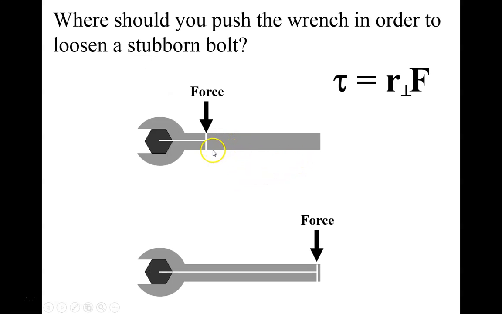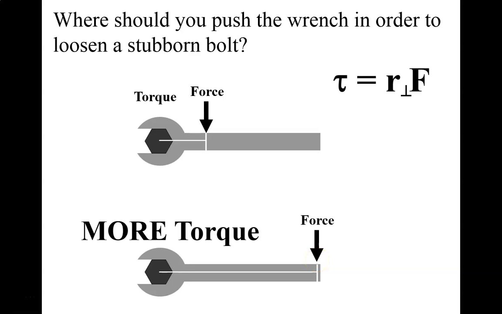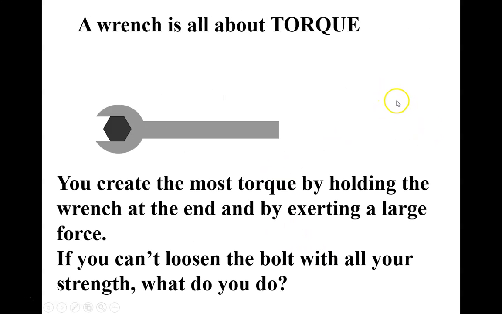So let's say you're trying to loosen a bolt, which is similar to our door. This is a wrench and this is a hex head bolt, and you're trying to get this bolt loosened up. Which one of these is going to be better for loosening that bolt? Well, it's going to be holding your hand at the further end of the wrench, because you're going to get more lever arm. You're going to get more leverage, because you've got a greater r.